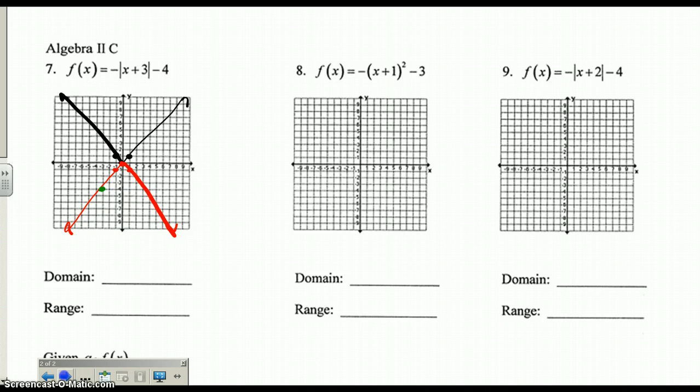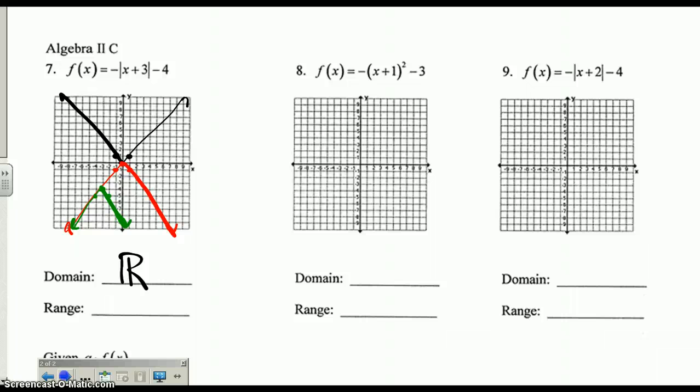I'm going to take negative 1 to the left 3 and down 4 right here. I'm going to take positive 1, negative 1 to the left 3 and down 4 right here. Now I'm going to connect those dots. And that's my new graph. Okay, let's talk about the domain and range. The domain, both arrows go to negative infinity, positive infinity, so we have all real numbers.